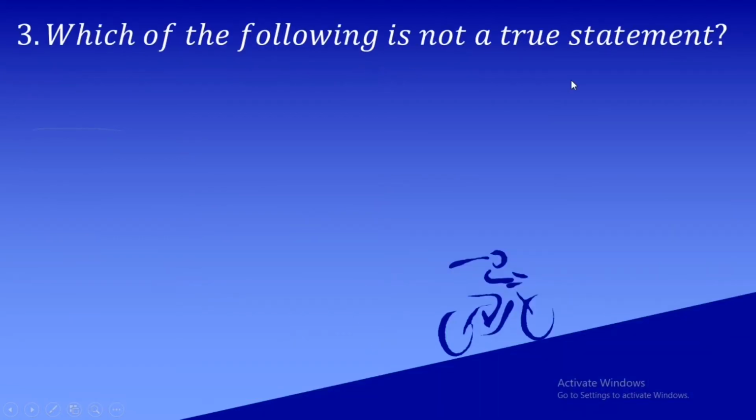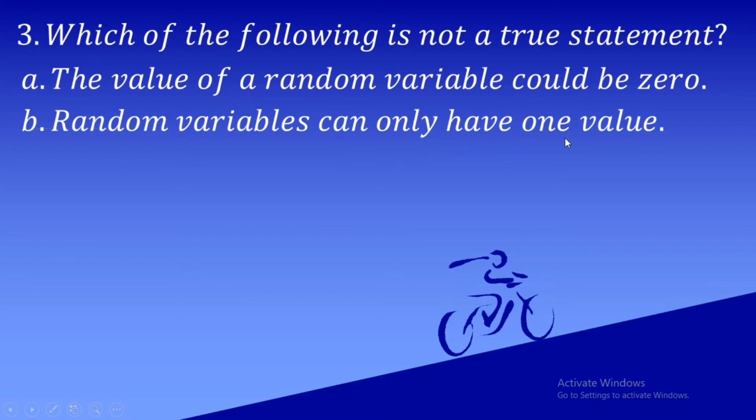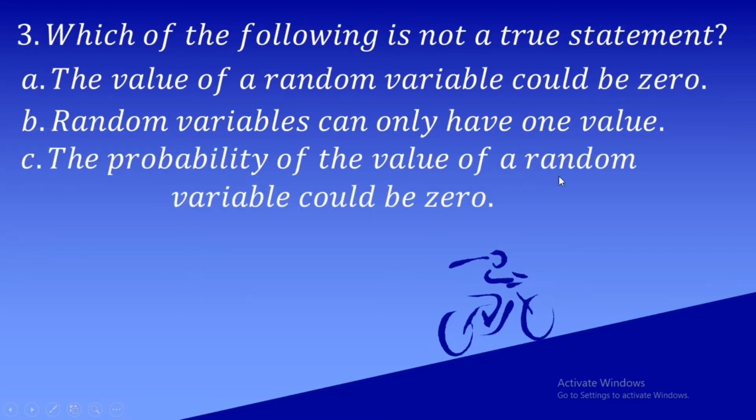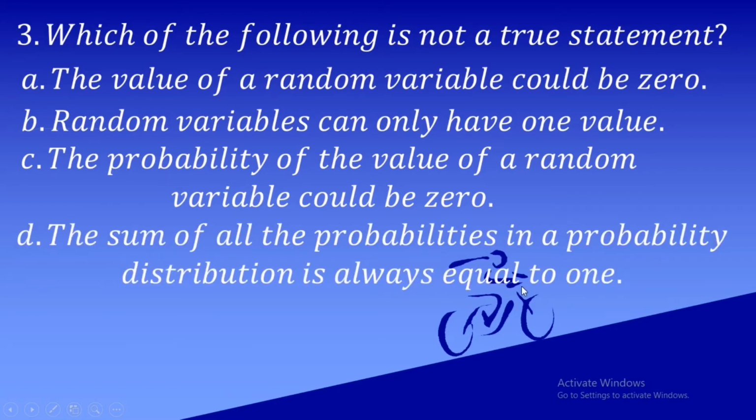Which of the following is not a true statement? A, the value of the random variable could be 0. B, a random variable can only have one value. C, the probability of the value of the random variable could be 0. D, the sum of all probabilities in the probability distribution is always equal to 1.